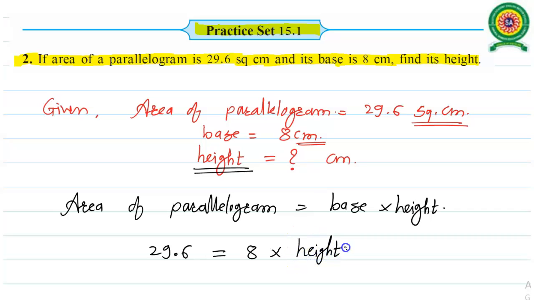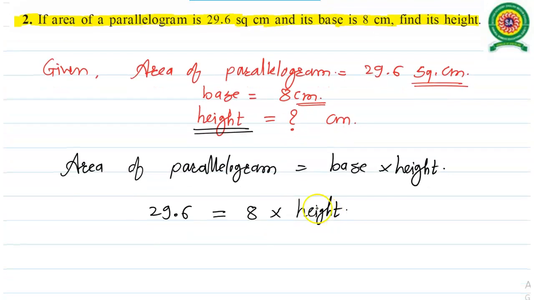Now it is a linear equation in one variable, where the variable is nothing but the height. So to evaluate the value of height, we don't require 8. Try to shift 8 from RHS to LHS. 8 is the multiplier; after shifting, it will become a divisor to 29.6. So 29.6 divided by 8 is equal to the height.